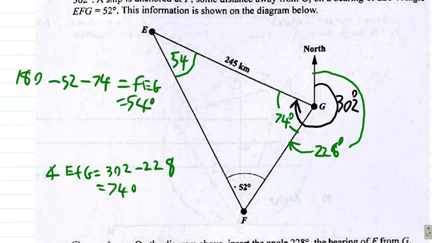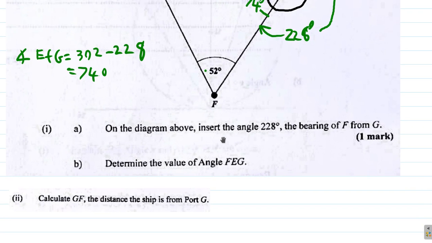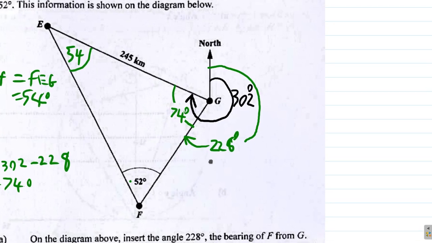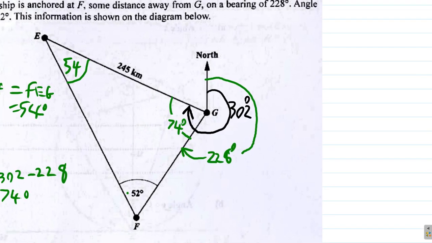Now, you should find GF. Let's try the sine rule first. The sine rule is a bit easier to deal with, less complicated. Now, if you have this as angle big E, this would be the side small e. Big G, side small g, and big F here, side small f.